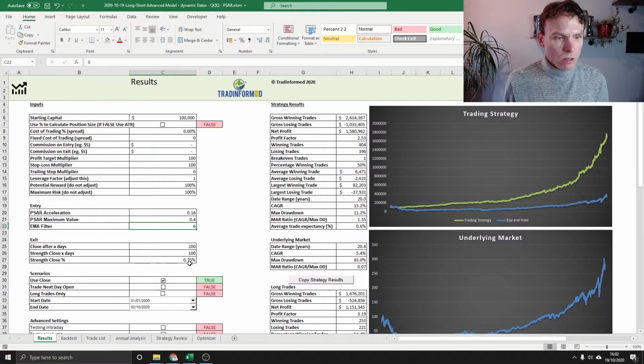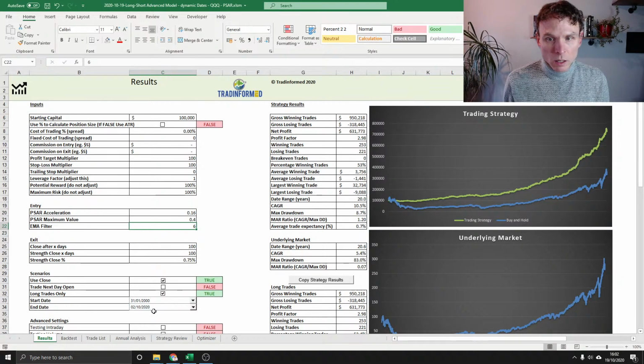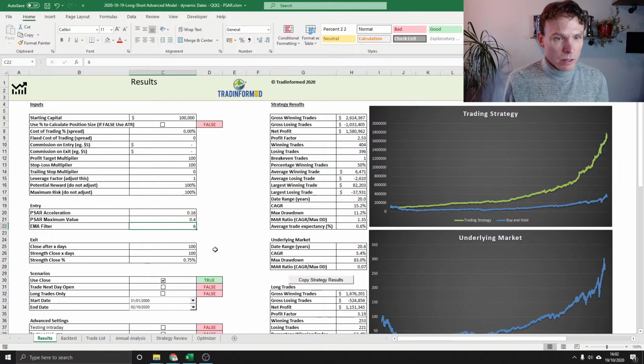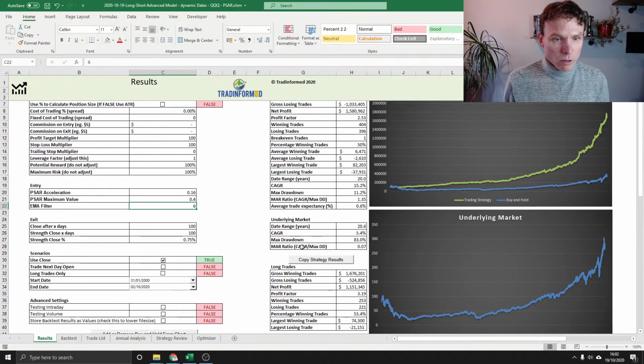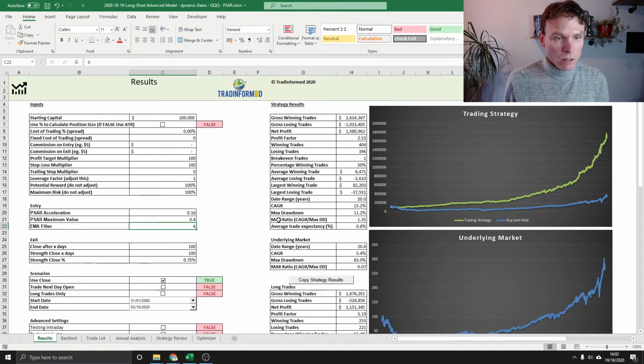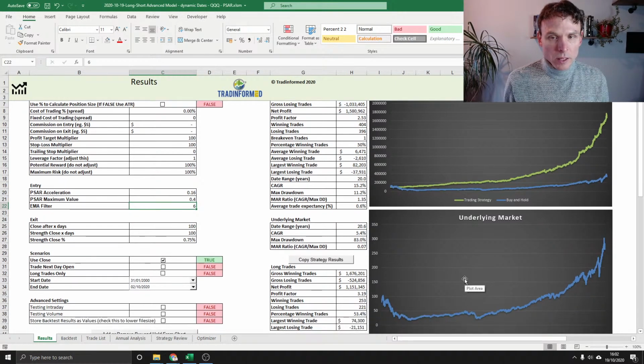Not using the close, not using the strength close. So we do have, in fact, we were getting better, or quite similar results compared to the SPY in terms of overall profit. Now, one thing I'd like to have a look at is the Qs and the NASDAQ in general have had very significant drawdowns in the past. Don't look it now, but they were at the time. And this is what causes it to have a low MAR ratio, which is annual growth rate divided by maximum drawdown.